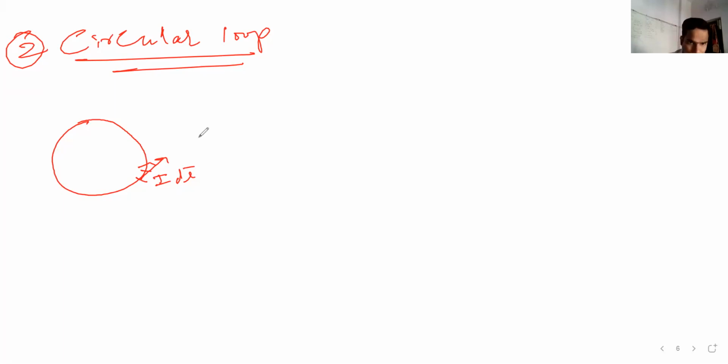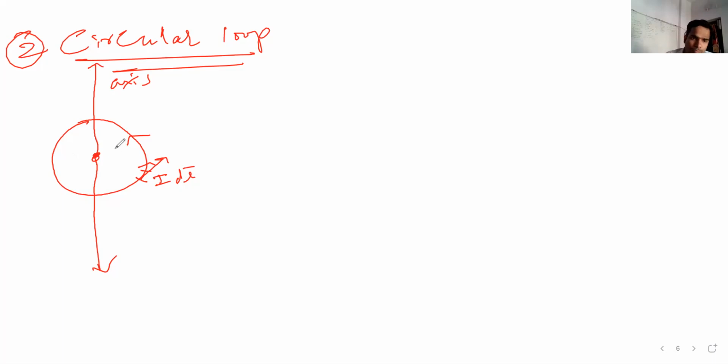How to find it? Here we restrict our points of observation to the axis of the circular loop. So this is the axis of the circular loop. This is a current carrying circular loop. So our point of observation will be any point on the axis.